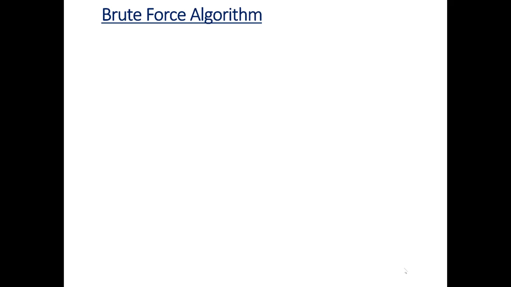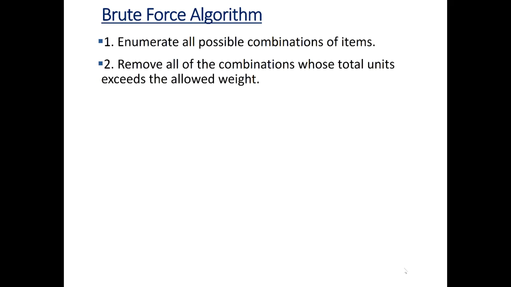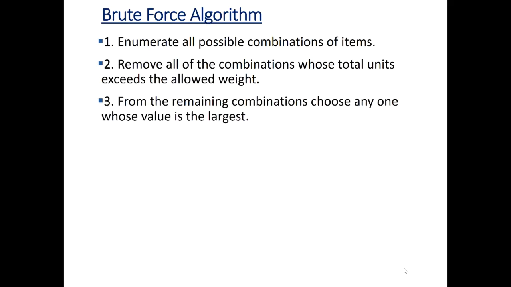So the obvious one, we already saw this in some form, was a brute force algorithm. We enumerate all possible combinations of items. Then we remove all of the combinations whose total weight exceeds the allowed weight. And finally, from the remaining combinations, we choose any one whose value is the largest.